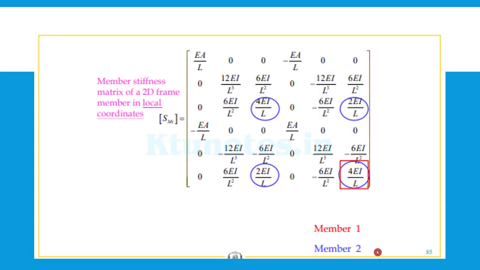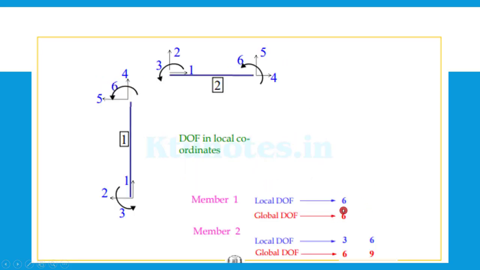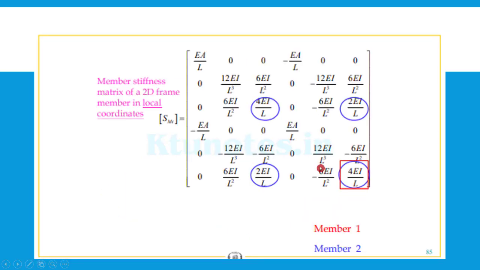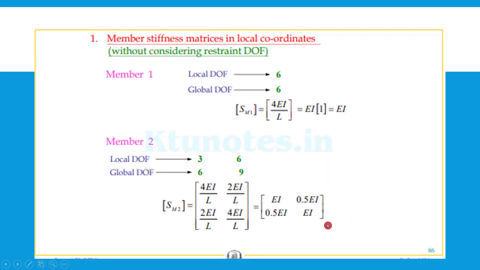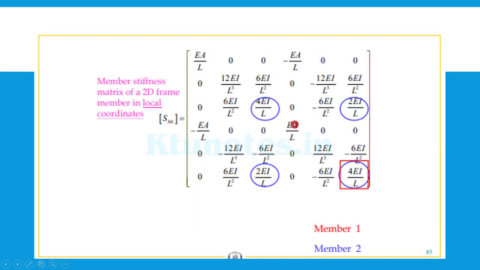Then the member stiffness matrix of a 2D frame member in local coordinate for the member 1 and member 2 are written. And we have isolated the 6th and 9th one. For the member 1 only 6 is required, for member 2, 3 and 6 are required. So this square is for the member 1 and these oval shapes are for the member 2. So member 1 will have the 6 degrees of freedom for A by L.